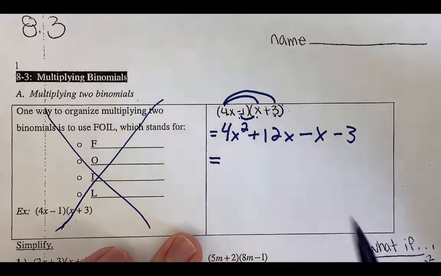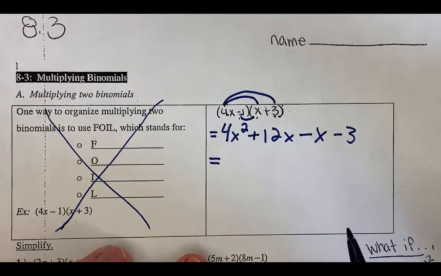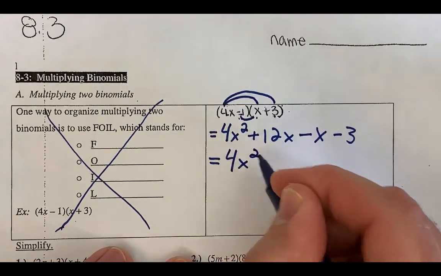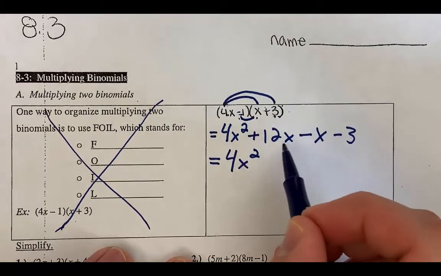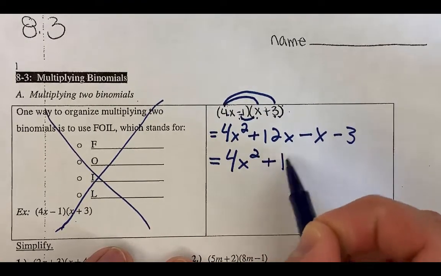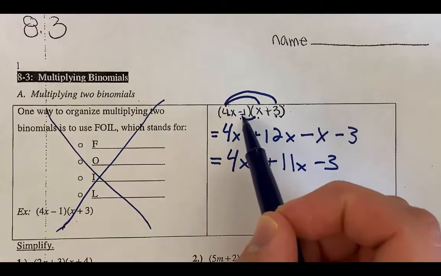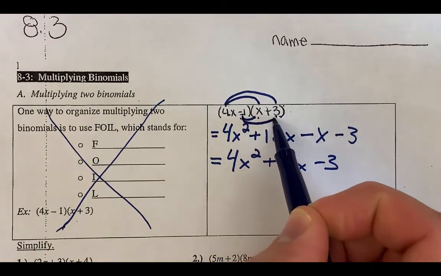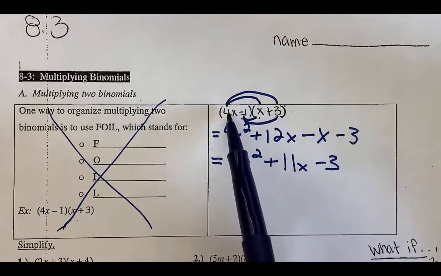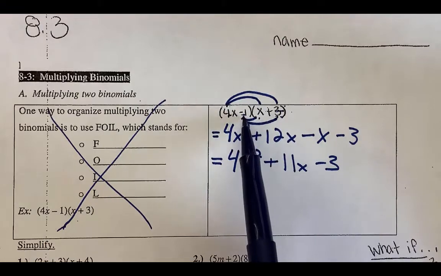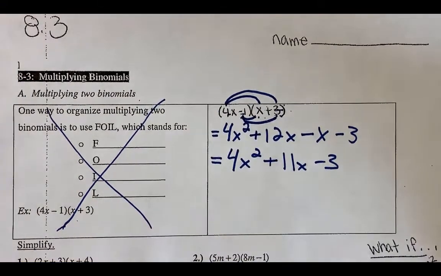And so the last thing to simplify this is to combine like terms. So we have 4x squared, 12x minus x, those are like terms. So I have 11x and minus 3. I didn't draw this in there, but negative 1 times 3 as well. So you take the first term, multiply it by everything in the second binomial, take the second term, multiply by everything in the second binomial as well.